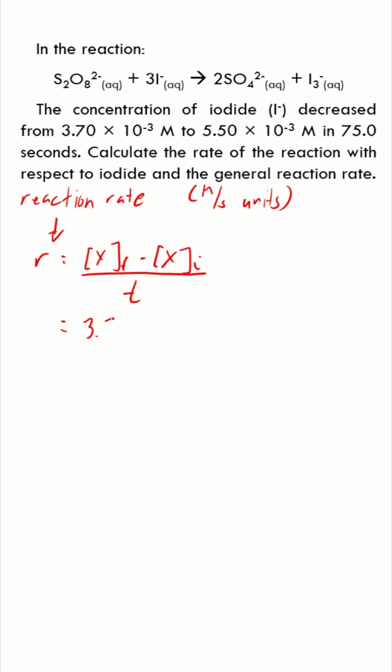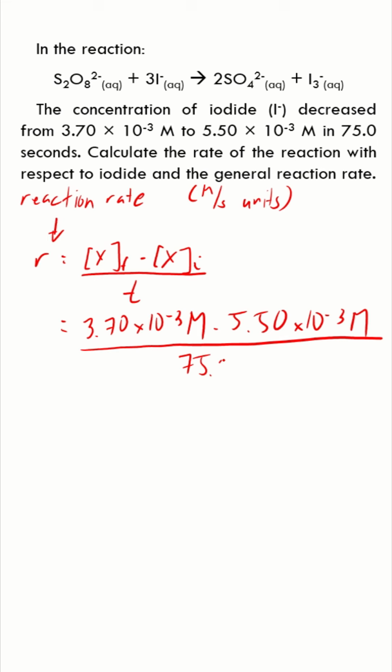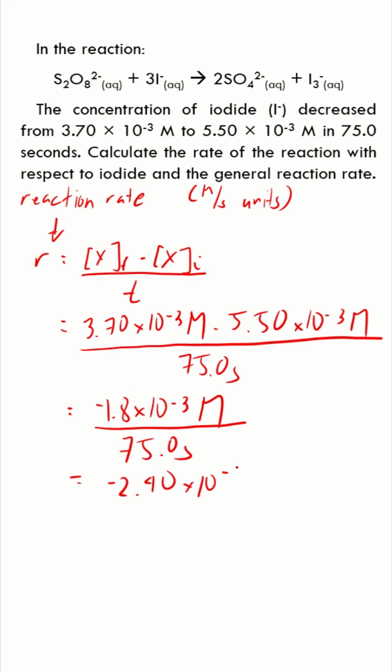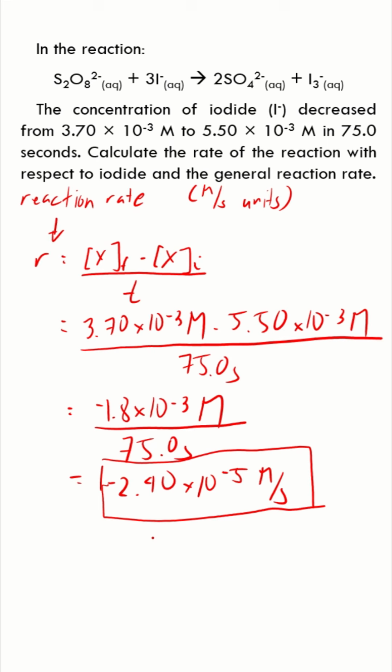The final molarity of iodide is 3.7 times 10 to the negative 3 molars, and its initial molarity, 5.5 times 10 to the negative 3 molars, would be subtracted from it, then divided by the time elapsed, which is 75 seconds. Evaluating this expression, we get a reaction rate of negative 2.4 times 10 to the negative 5 molars per second. A negative value for the reaction rate means that the chemical species was consumed. This makes sense because iodide is a reactant which is consumed throughout the reaction.